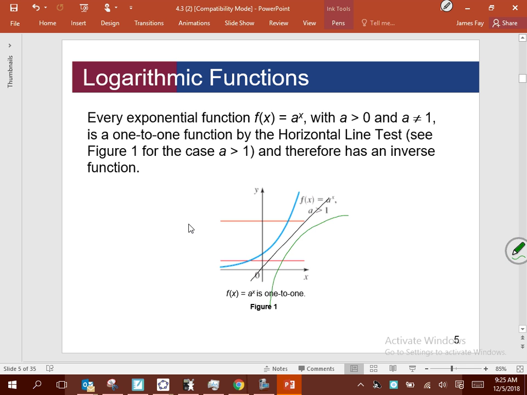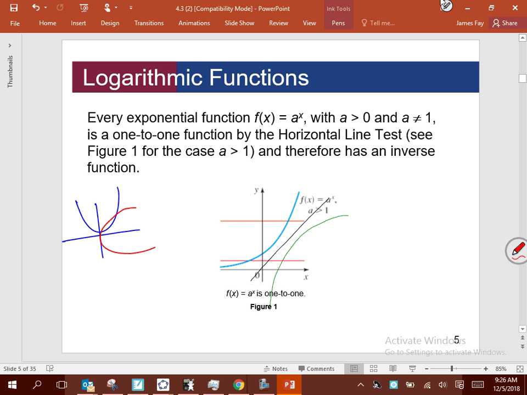We talked about that previously with parabolas. A parabola is a function, right? But if I reflect it over the line y equals x, it looks something like that. Does that red curve pass the vertical line test? No, so that red curve is not a function. It's still a parabola, but it's not a function.